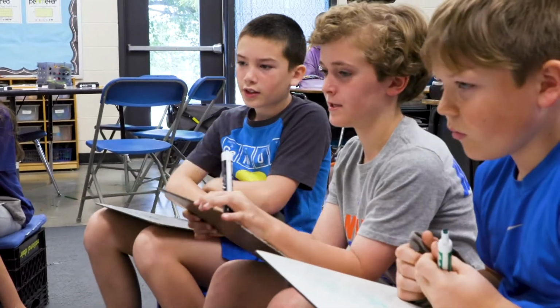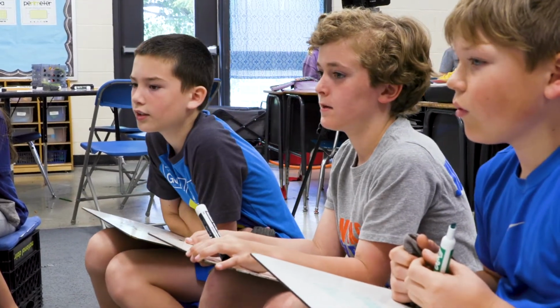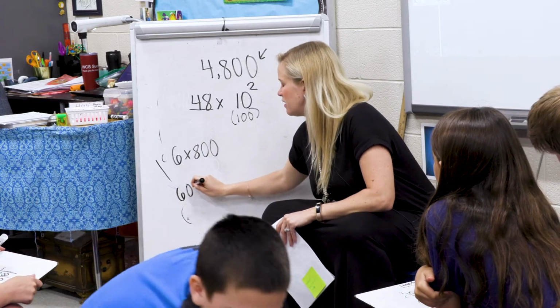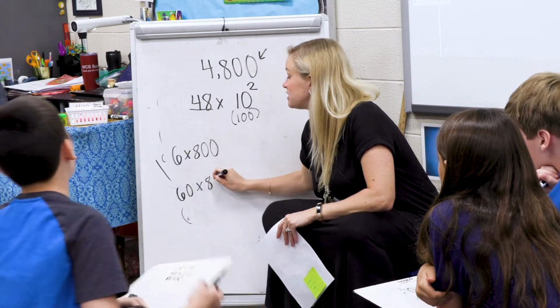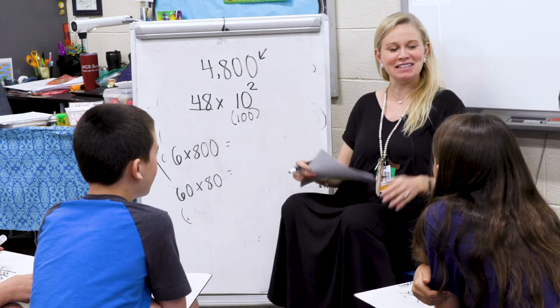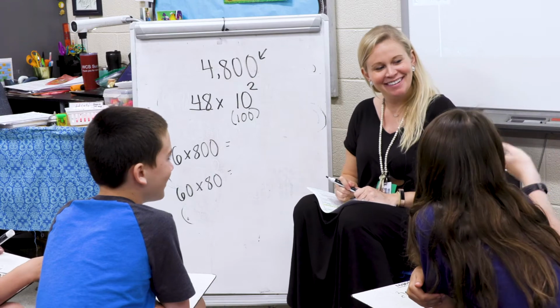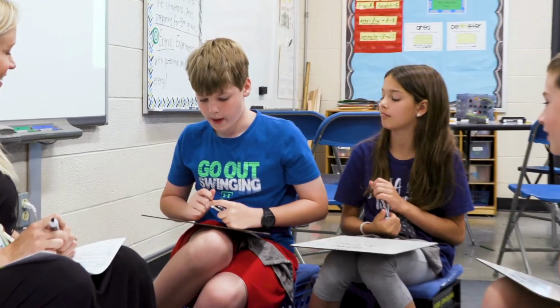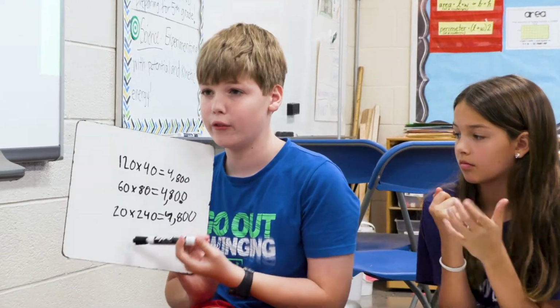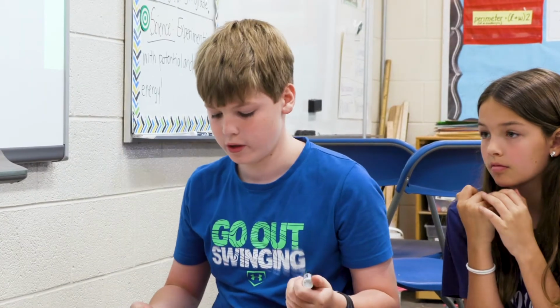6 and 800 and 1680. Okay, 6 times 800, and you had 60 times 80. You're throwing zeros around. Okay. Tell me what you mean, Dean, by throwing zeros around. Because you can make at least 12 different, no, 9 different factor pairs by just throwing zeros around.